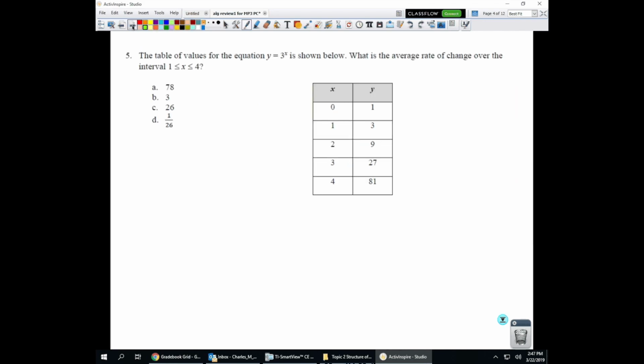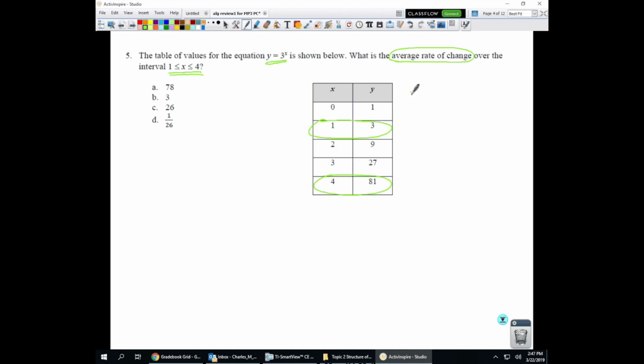Number 5, we are talking about average rate of change, or in other words, average speed. Even though this is not a linear function, whenever we calculate average rate of change, it's really a matter of doing the slope for just the 2 points indicated. So this says we want to look at the values from 1 to 4. So I'm going from the point (1, 3) to (4, 81).